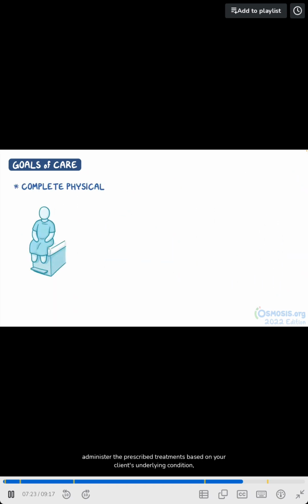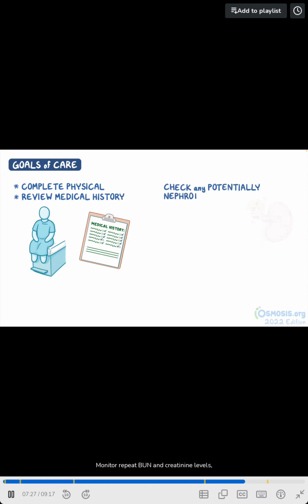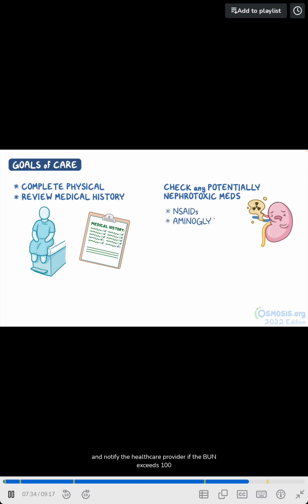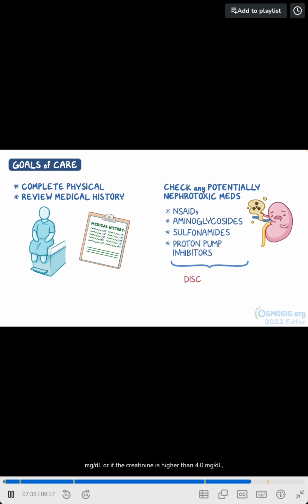Complete a physical assessment, review your client's medical history, and check for any potentially nephrotoxic medications, including non-steroidal anti-inflammatory medications, or NSAIDs, aminoglycosides, sulfonamides, and proton pump inhibitors, and discontinue them as ordered.